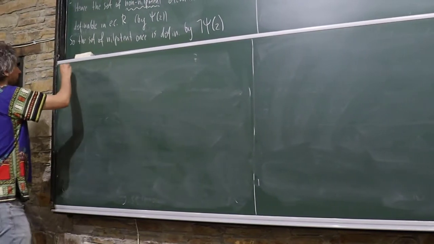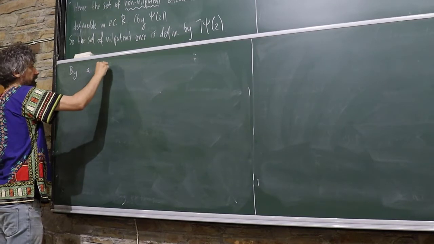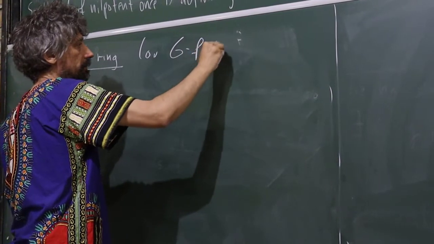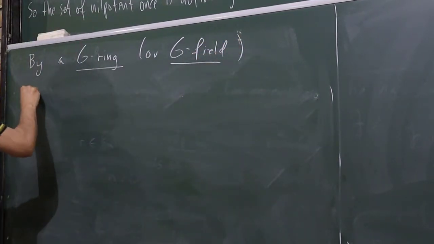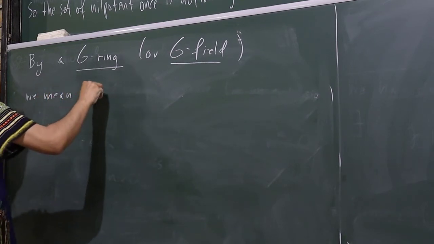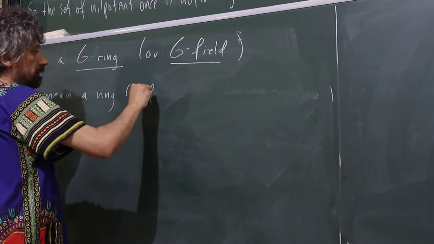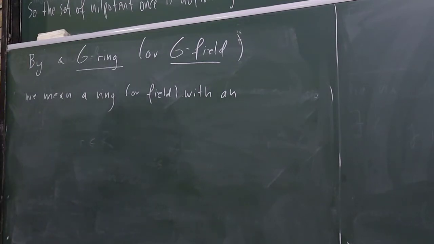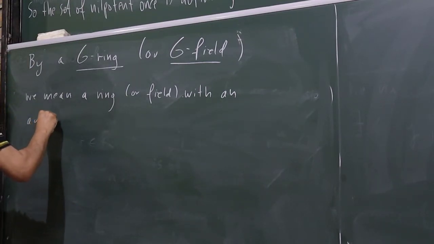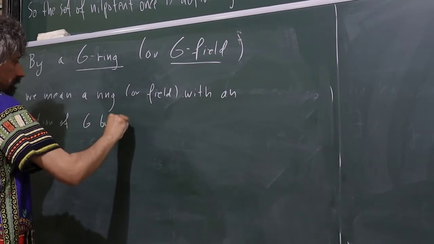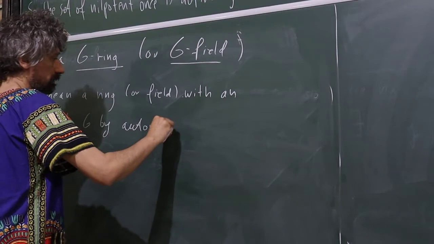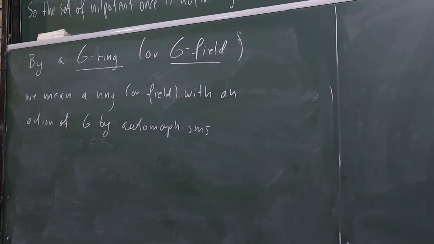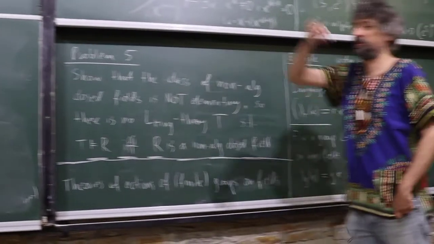And just a name: by a G ring, or G field, we mean a ring or field with an action of G by automorphisms. Such things we want to understand as models of some theory of this language, and then ask whether a model companion exists.